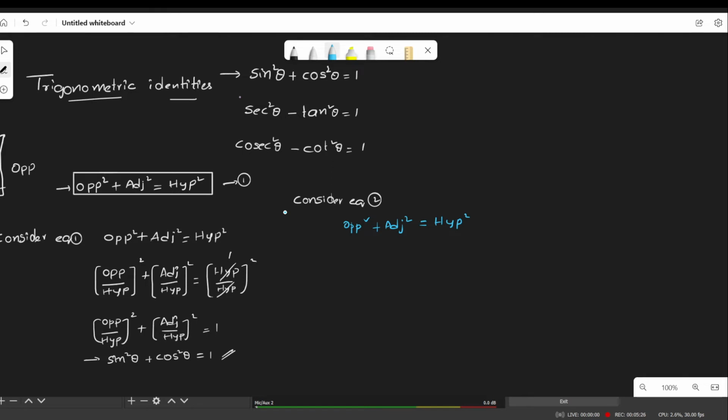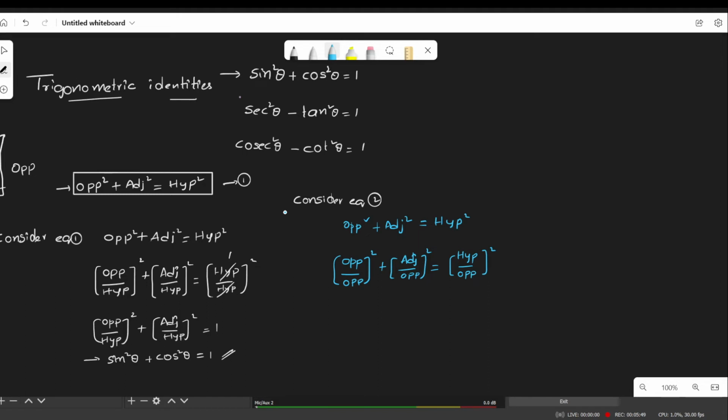So now this equation will become opposite by opposite whole square plus adjacent by opposite whole square is equal to hypotenuse by opposite whole square.